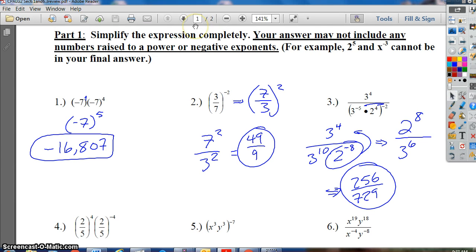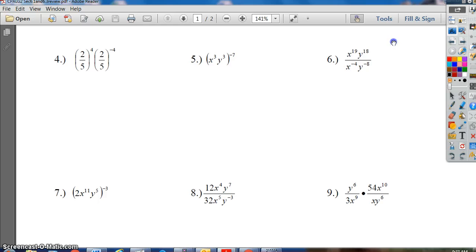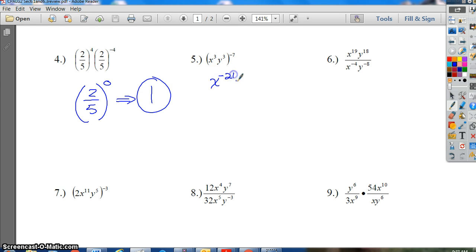All right, I'm going to clear this, move down to the following next 3, 4, 5, and 6. All right, bases are the same, 2/5 and 2/5 are the same, so 4 plus -4 is 0. Anything to the 0 is 1. Over here, we're going to have x to the -21st. We'll have y to the -21st. So this will be 1 over x to the 21, y to the 21.